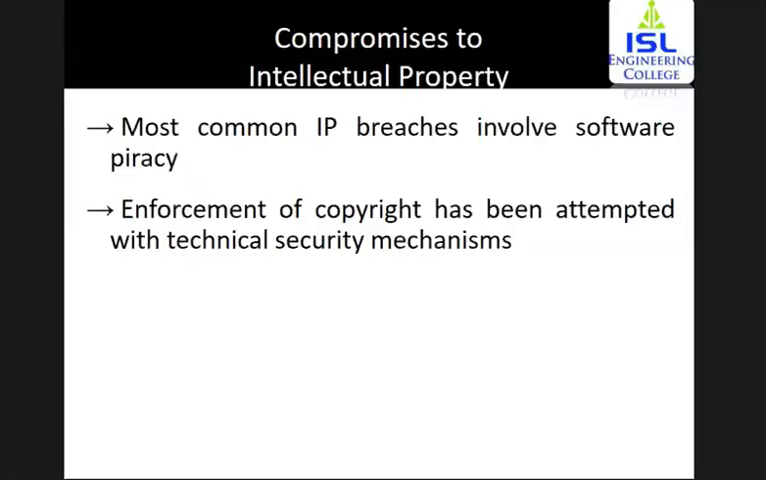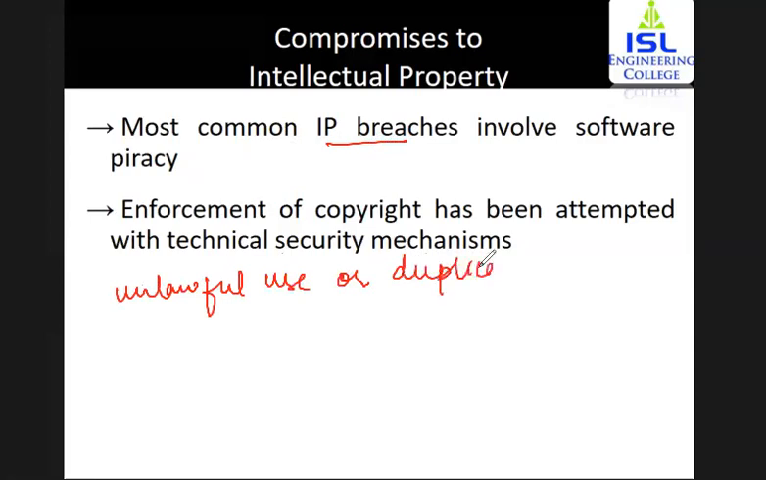Now, the next one is compromise to intellectual property. What is compromise to intellectual property? Here, the most common IP breach involves software piracy. Now, what is software piracy? That is the unlawful use or duplication of software.